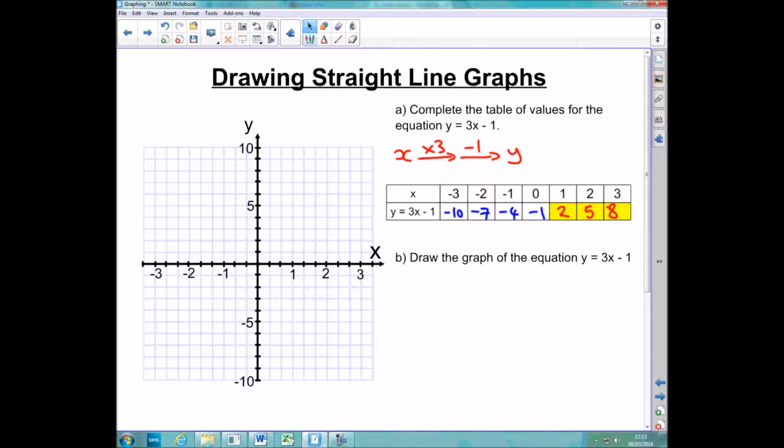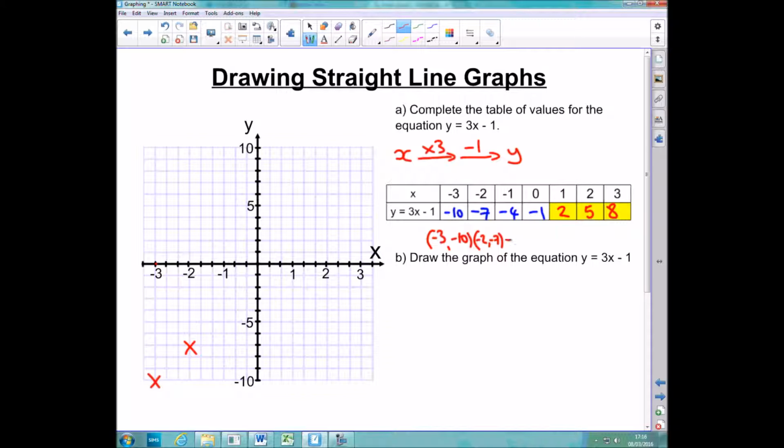We're going to do exactly the same thing that we did in the last section. We're going to plot these points as coordinates and then draw them on our graph. So the first one is minus 3, minus 10. So that's going to be to the left here 3 and then down to minus 10, and we mark that with a cross. The next one is minus 2, minus 7. Again, to the left to minus 2, down to minus 7, and mark it with a cross.